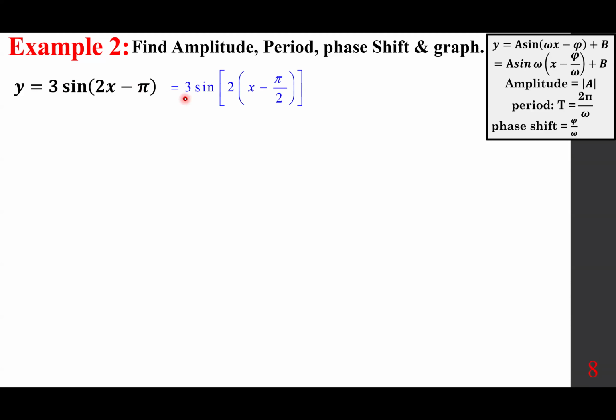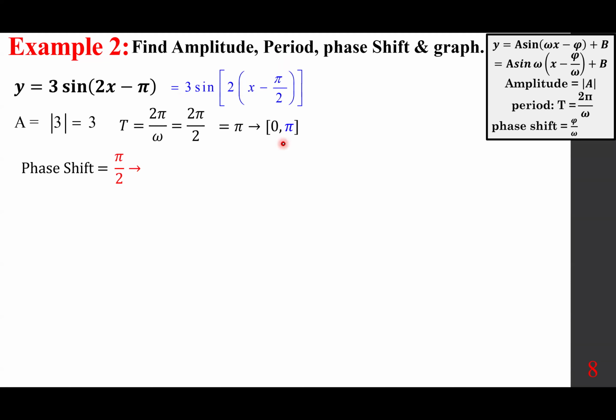So the amplitude is 3 because the absolute value of 3 is 3. T is 2 pi divided by 2, which makes it pi. And instead of 0 to 2 pi, we're going to go 0 to pi. However, there is a phase shift of pi over 2. So we need to add pi over 2 to this.